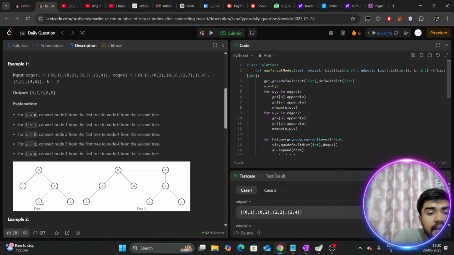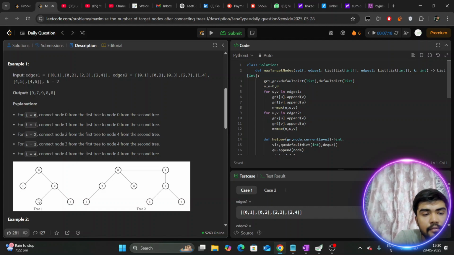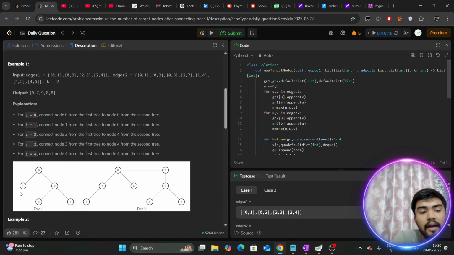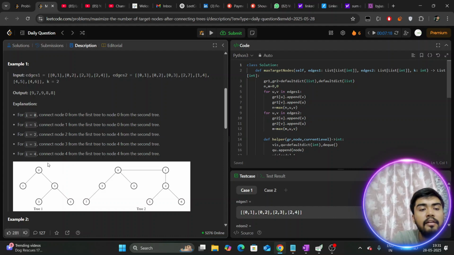Now for this 3, tree 1 contributes 1, 2, 1, 2. So 1, 2, 3, 4, excluding this one, because this one is how far? 1, 2, 3 far. So we can't consider this one. So we are going to consider 1, 2, and this one, because this is 1, 2, this is also 1, 2. So on the left side the contribution is 4, and on the right side we are going to connect 3 to 4.